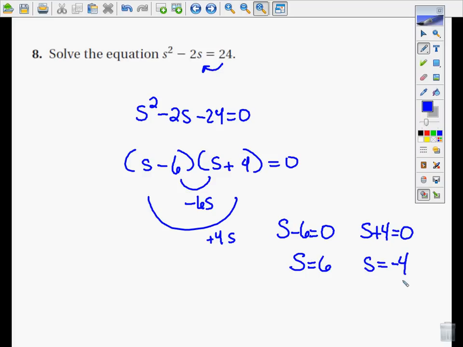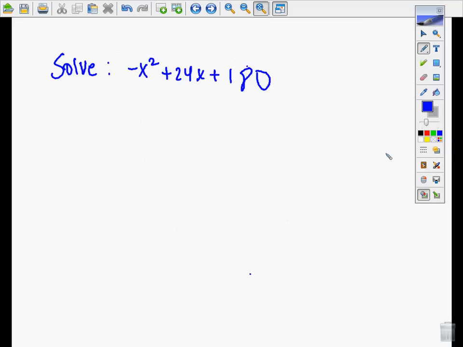In some cases, like the next problem, they're going to make you work at it a little bit more. Oh, I guess this is not the one I was thinking of. In some cases, they're going to give you a negative leading coefficient. I talked to you a little bit about this the other day. The first thing I want to do is factor out the negative 1. When I factor out the negative 1, I'm dividing through everything by negative 1.